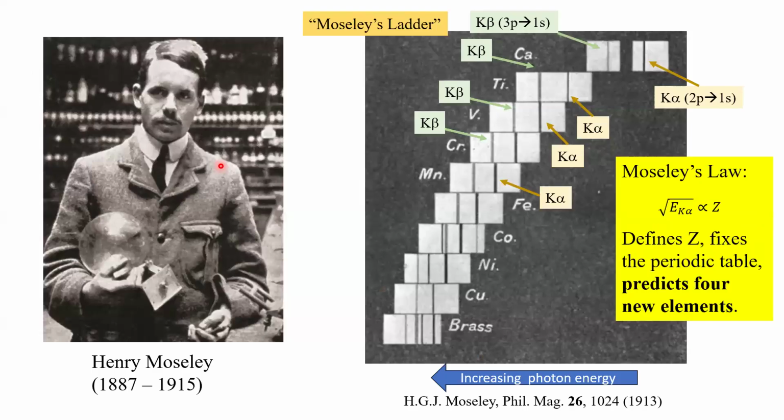So then along comes Henry Moseley. And this is a famous figure called Moseley's ladder. This is successive data taken for different elements in an X-ray tube. And you can see increasing photon energy is to the left. And so here is the spectrum observed for calcium.